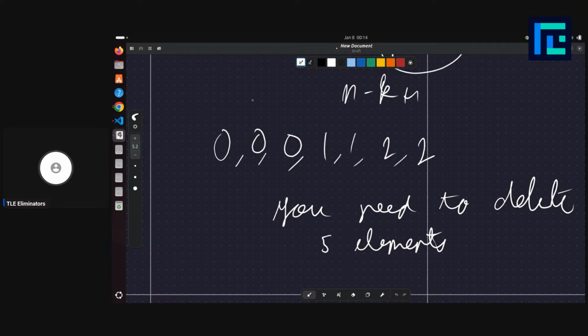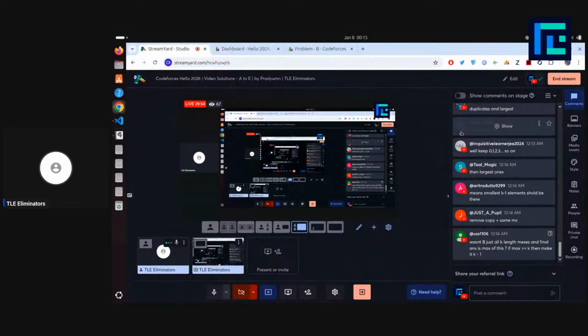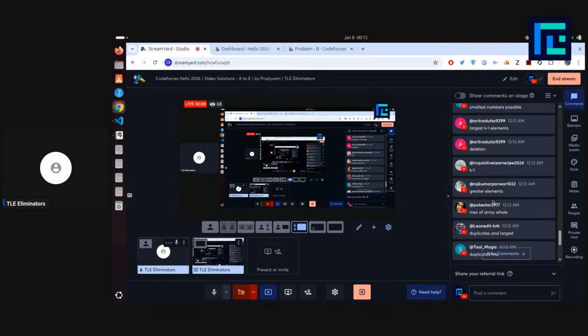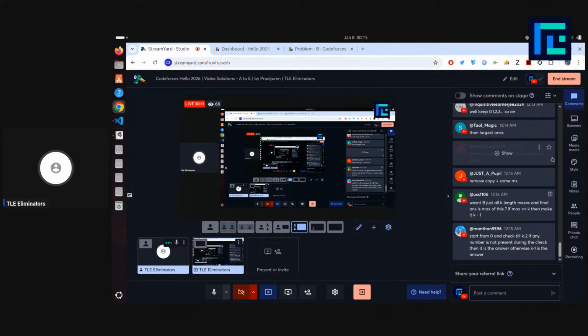But instead of that, sorry, not 5, 4 elements. So what you can do is delete 4 elements: 1, 2, 3, and 4. So now 0, 1 and 2 are left, and so the answer is 3. The max is 3, right? Yeah, so just remove duplicates and some maximum values. Smallest k minus 1 values, if you don't count duplicates, then that is fine.